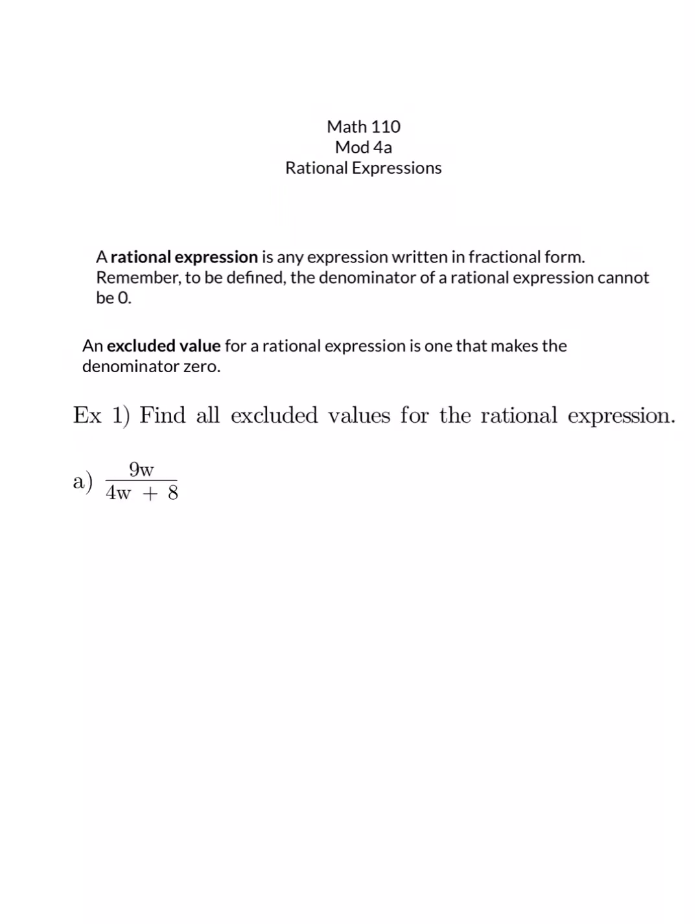For our first example, we are going to find all the excluded values for a rational expression. Since excluded values are the ones that would make the denominator equal zero, then we will set the denominator equal to zero and see where that occurs. Now we need to solve this little equation by subtracting 8, and we get 4w equals negative 8, and then divide by 4, we get w equals negative 2. This means that negative 2 is the excluded value for this rational expression.